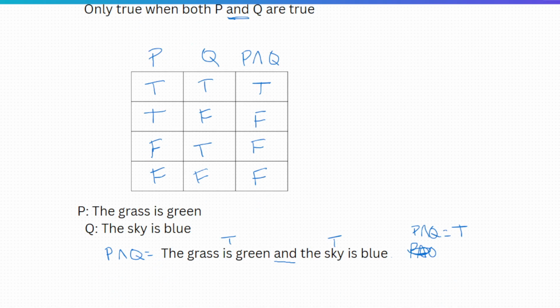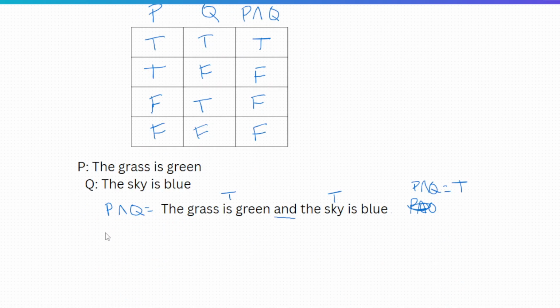Mathematically speaking, if we had P equal to x is greater than 3 and Q equal to x is less than 6, our P conjunction Q is going to equal 3 less than x less than 6. So a famous conjunction in math is our inequalities here.